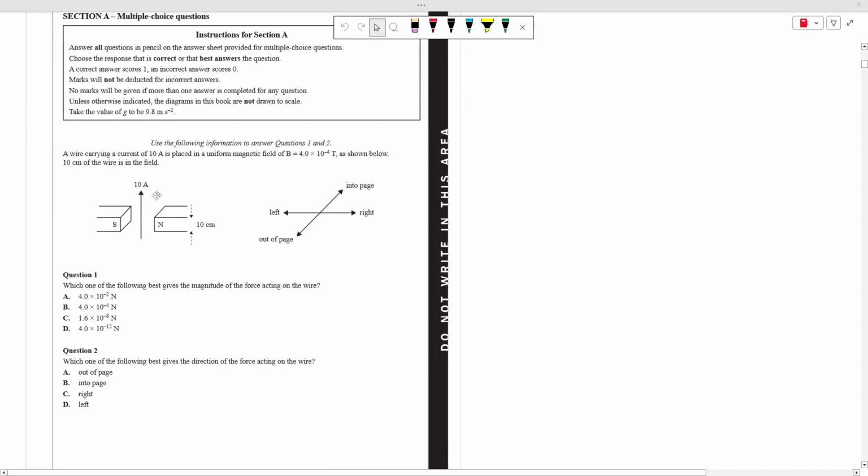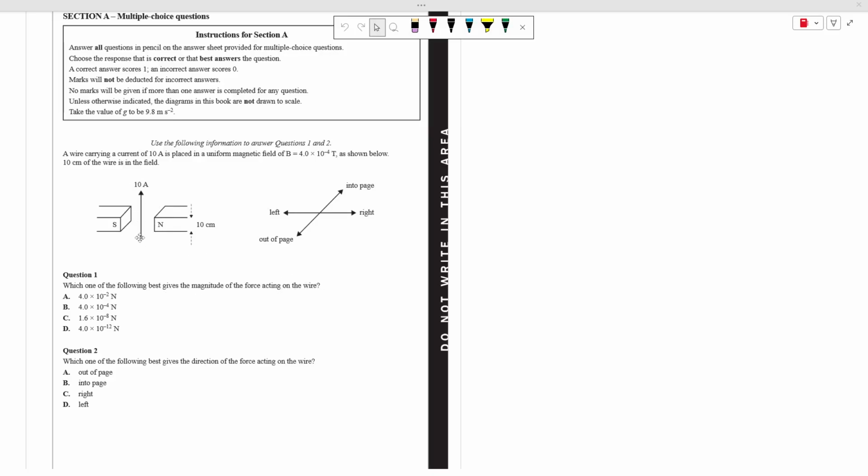Question 1. Use the following information to answer questions 1 and 2. A wire carrying a current of 10 amps is placed in a uniform magnetic field of strength 4 times 10 to the negative 4 Tesla as shown below. 10 centimeters of the wire is in the field. So that's here. Question 1. Which of the following best gives the magnitude of the force acting on the wire?